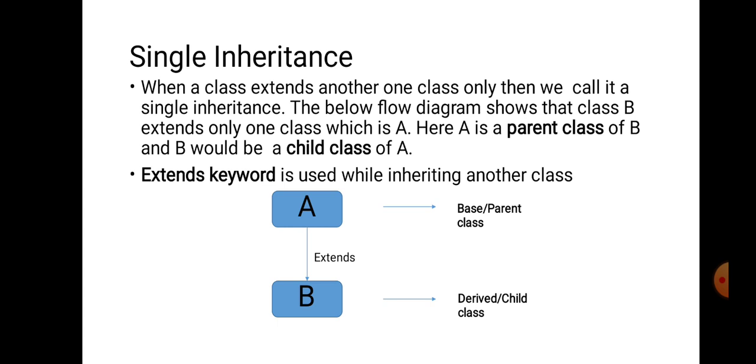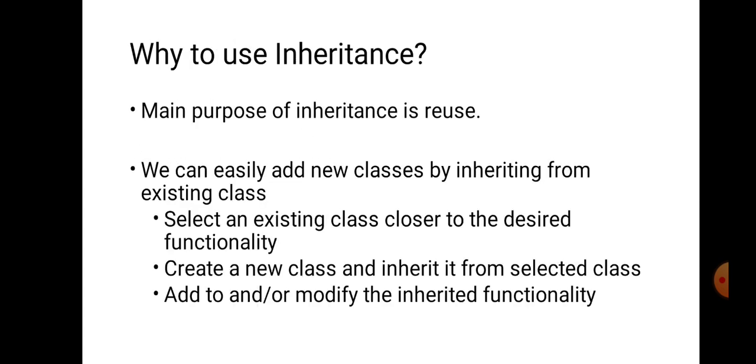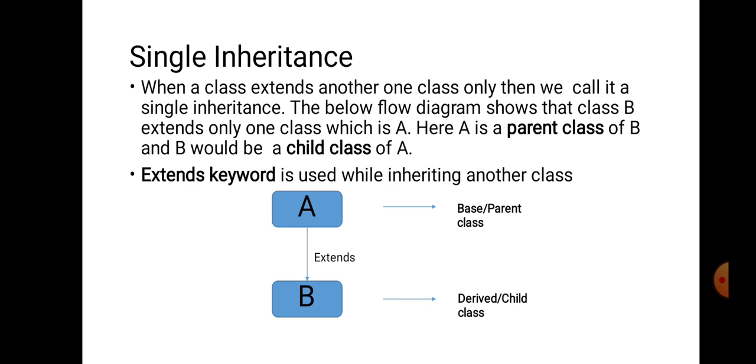And remember that when we are inheriting something from someone, we use the extends keyword. This is very important. We use the extends keyword when we are deriving something from someone. So we use the extends keyword to inherit another class, that is, class B extends the functionalities of class A. This is the concept of single inheritance.